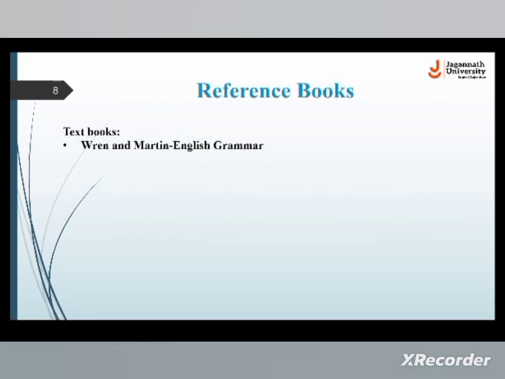Now, next, reference books. For this course, these books are recommended: Wren and Martin English Grammar book.